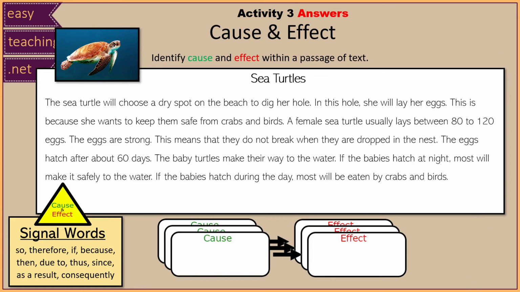Now let's go through the answers. I'm going to highlight the causes in green and the effects in red. She wants to keep her eggs safe. This is the cause. She lays her eggs in a hole. This is the effect. The eggs are strong. This is the cause. They don't break when dropped. This is the effect.